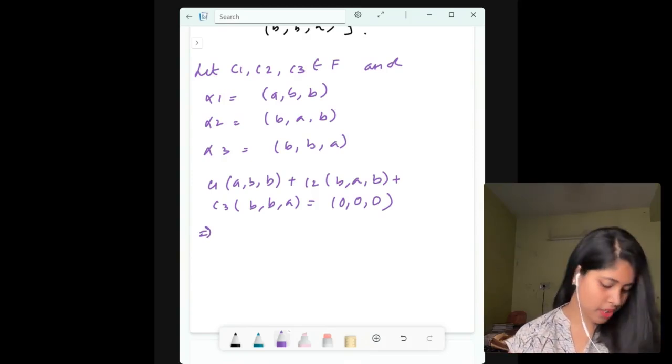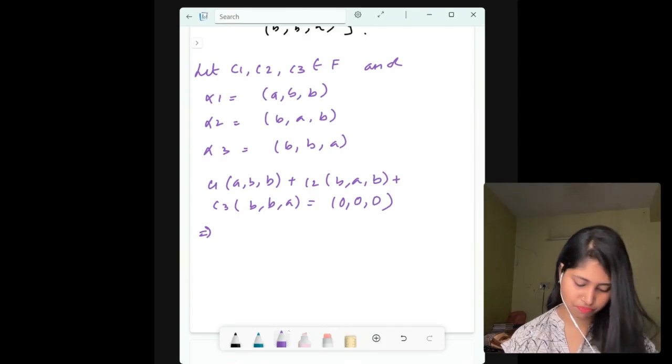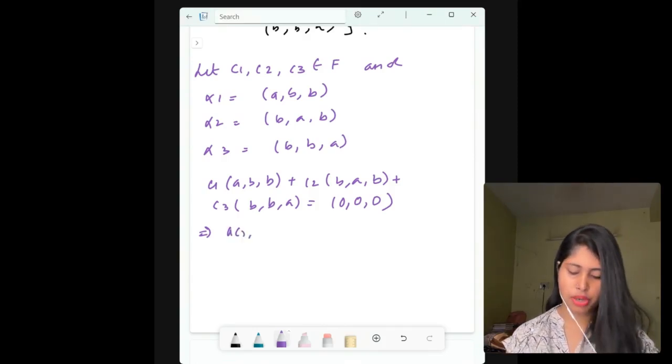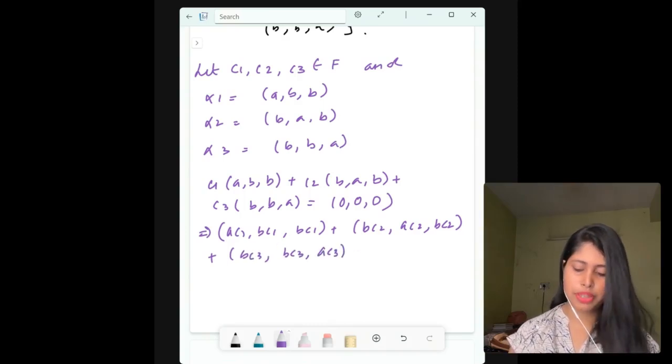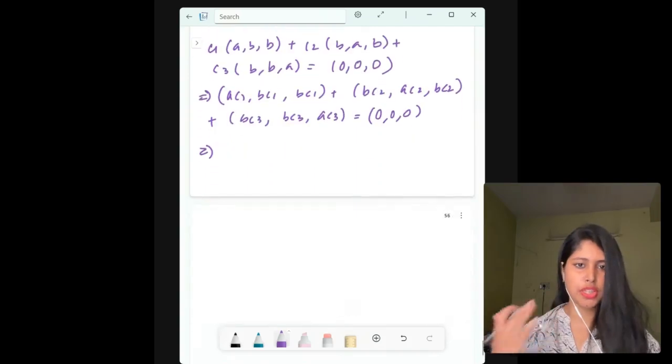So if you do the scalar multiplication, then you get what? Yes, this will be important. AC1, BC1, BC1 plus BC2, AC2 plus BC2 plus BC3, BC3, AC3 will be equal to 0, 0, 0, right? And next we need to do the vector addition term by term, right?